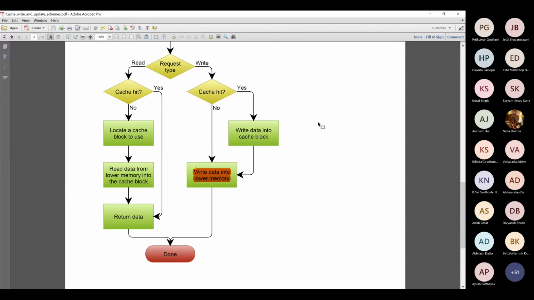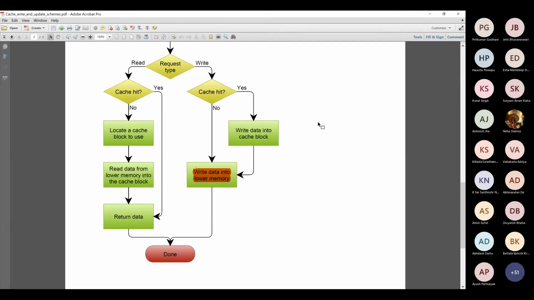If there is a write miss, on the other hand, it does not even care to synchronize cache with memory at all. It just directly goes into memory and updates. Now you might say, what is this? I mean, come on, intentionally you are desynchronizing the cache and memory. I mean, what is this?